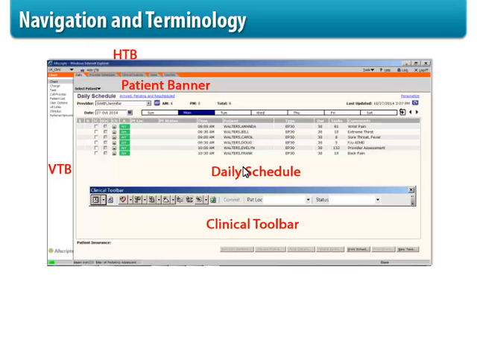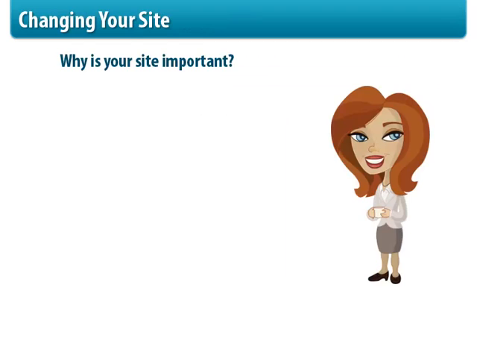At the bottom of your screen, you'll notice the status bar. This bar will identify your user ID as well as the site where you are located. You are assigned a site when your account is created. Typically, this site is the clinic location where you work most often. However, if you work in more than one clinic, it's possible that you'll need to change your site in the program when you change physical locations where you are working.